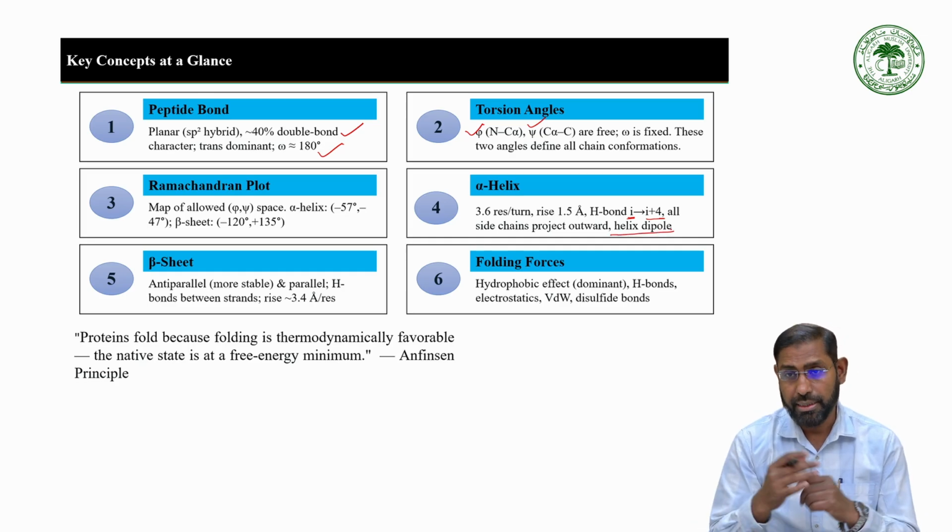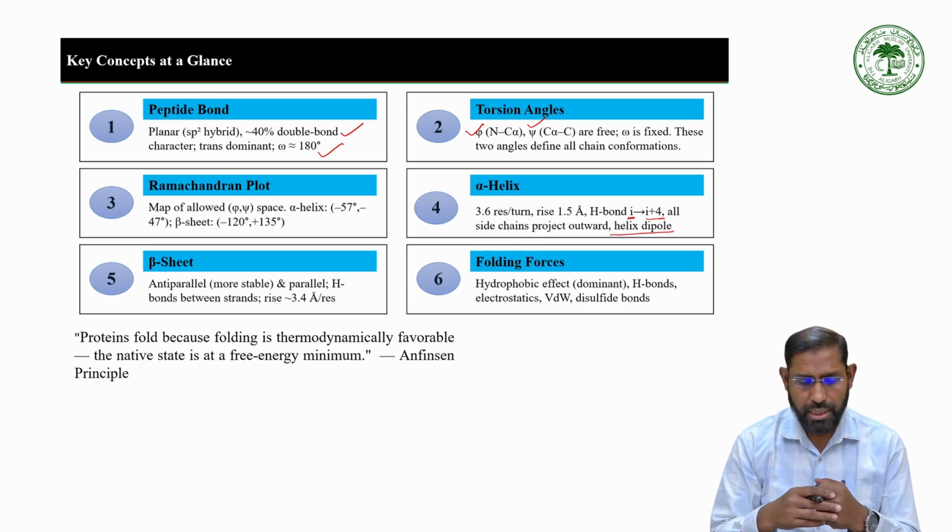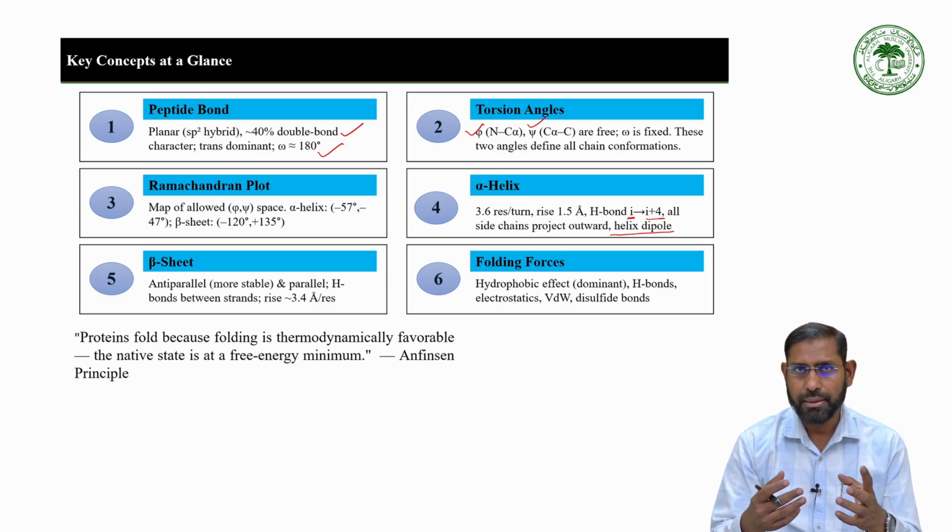Helix dipole, there, this dipolar structure. Then we have beta sheet. It is anti-parallel and parallel, both structures dominate, and then it has H bonds between the strands, hydrogen bonds between the strands.